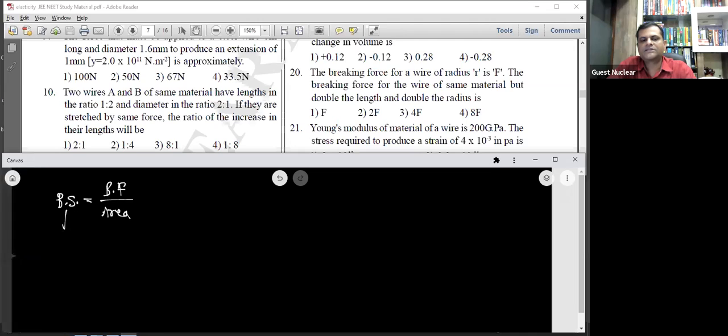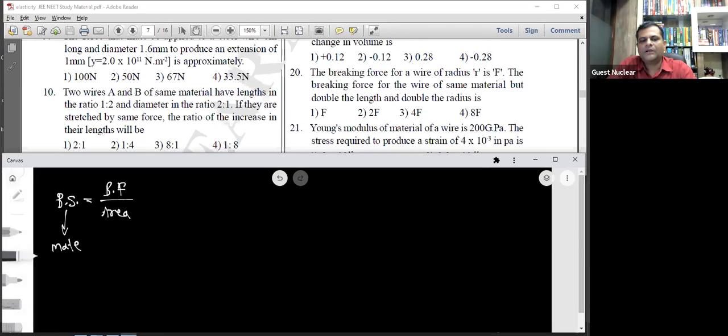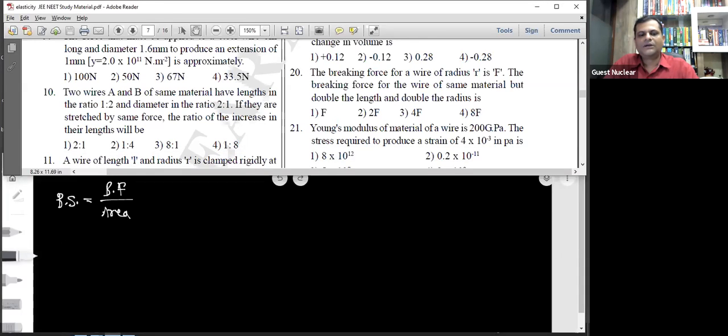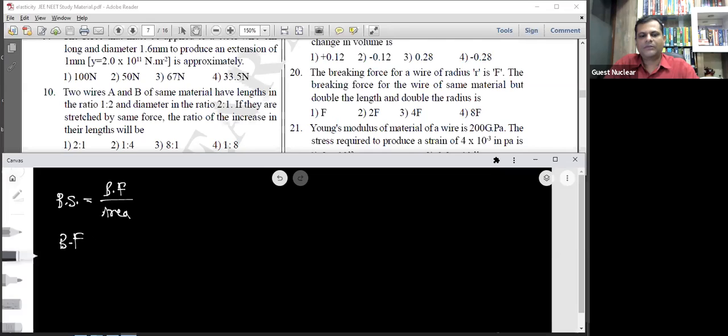ये और breaking stress is always constant for a material. जब तक material same है तब तक breaking stress same होगा. Breaking stress depends only on the material. तो जबकि यहाँ पे same material बोला है तो इसका मतलब breaking stress is going to be the same. So we can say that the breaking force will be actually breaking stress into area. And since we know that area is equal to πr², so we can say that the breaking force is going to be breaking stress multiplied by πr², correct है? Which shows that the breaking force is actually proportional to the square of radius, correct है?